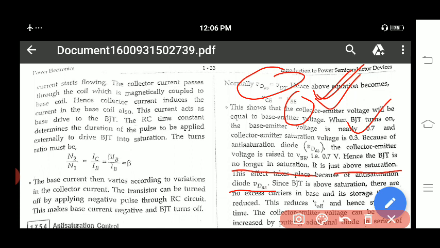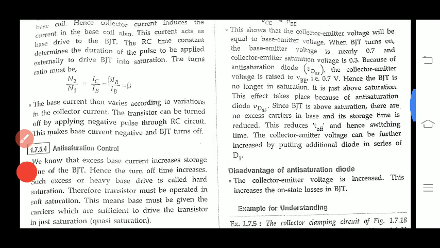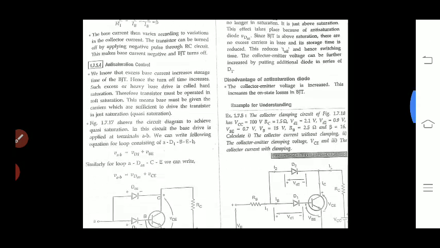There is no excess carrier in the base, so its storage time is reduced. This reduces T_off, and hence the switching time. Collector to emitter voltage can be further increased by putting an additional diode in series with D1. So this is the anti-saturation control.